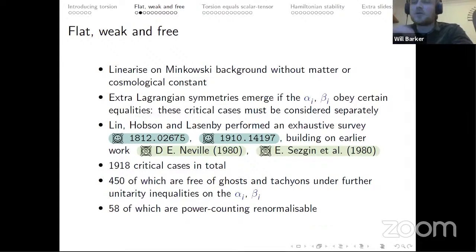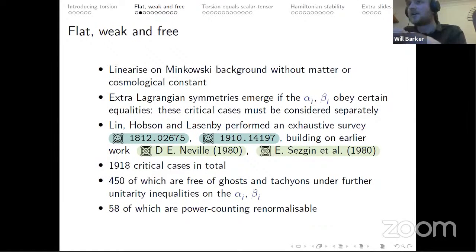So if you want to do any of these things, you really need to look at the propagator of the theory. We'll start with the linearized propagator. So linearize the theory on a Minkowski background in the absence of matter. If you want to get the propagator out, that becomes difficult if the 10 dimensionless coupling constants in the theory obey certain conditions. And the reason for that is because the Lagrangian becomes singular. You can't invert it to get the propagator. You have to do some special tricks in each case.